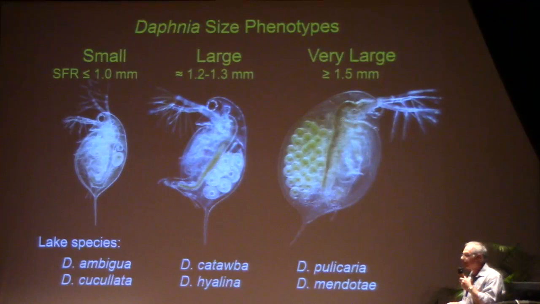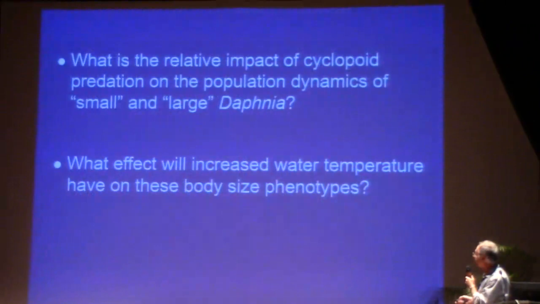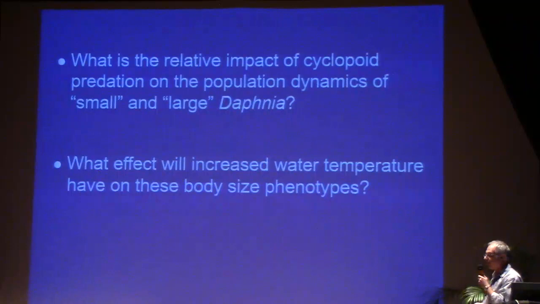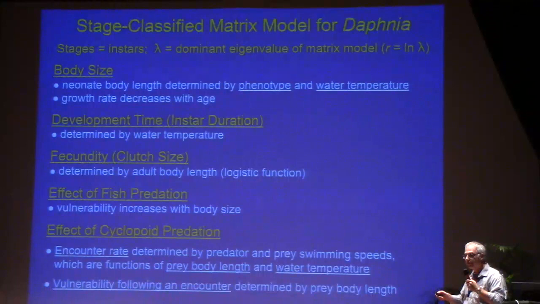And what impact might cyclopoids have, or how much difference might there be on these different size Daphnia? So the questions we'll be looking at today are, what's the relative impact of cyclopoid predation on the population dynamics of these small and large Daphnia? And then what effect might increased water temperature have on this dynamic as well? So this is a model. I don't have any actual real data, but this is a model based on lots of other people's data.